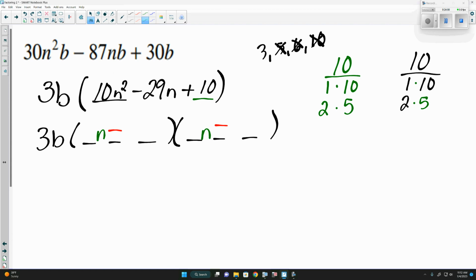So picking for the first term, the one that's going to go with n, do we want to try 1 and 10 first, or 2 and 5? 2 and 5. We just need to pick one to use. 2 and 5. Now, there's 4 different arrangements we can go from here, because we can do 1 and 10 or 10 and 1, 2 and 5 or 5 and 2.